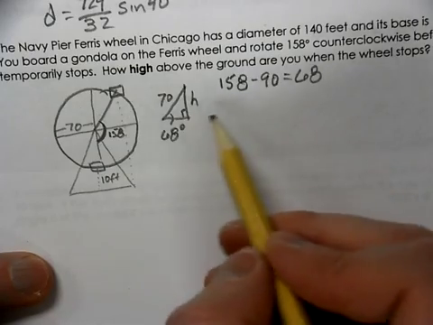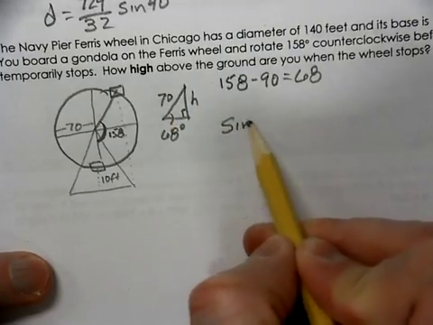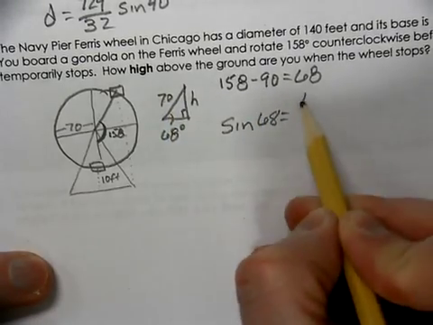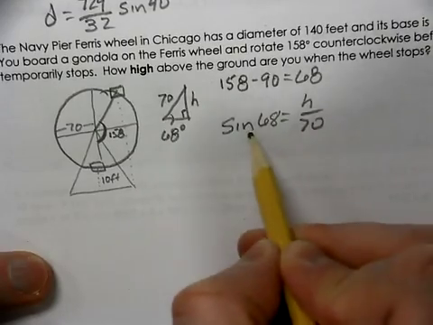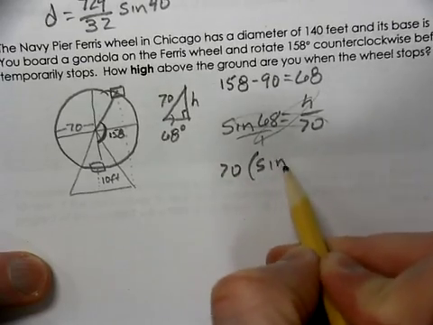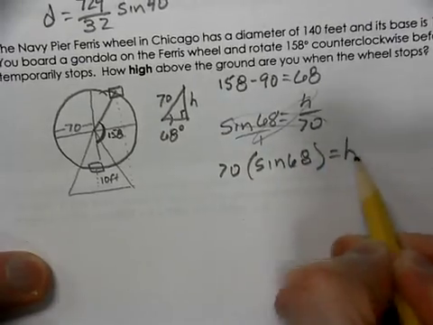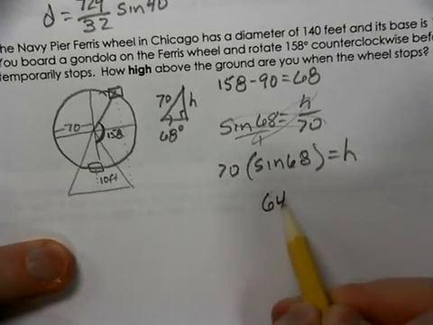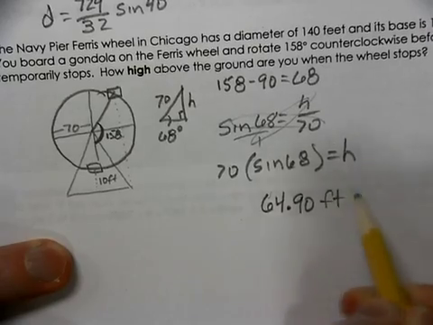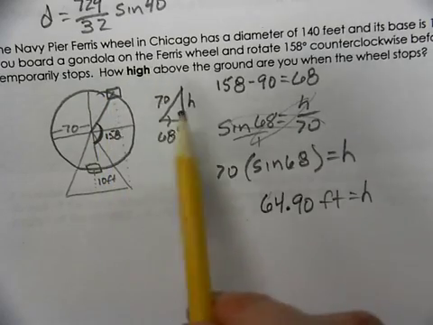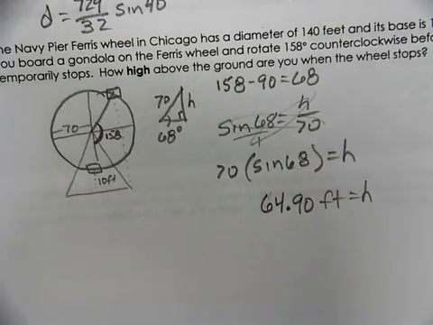So we're going to calculate that by saying the sine, which is opposite over hypotenuse, the sine of 68 equals the opposite over the hypotenuse. Put that over 1, cross multiply. 70 times the sine of 68 equals h. Using your calculator, you see that 70 times sine of 68 is 64.90, and those would be in feet. So that's how high we are off this horizontal bar. That's how high this triangle would be considered.